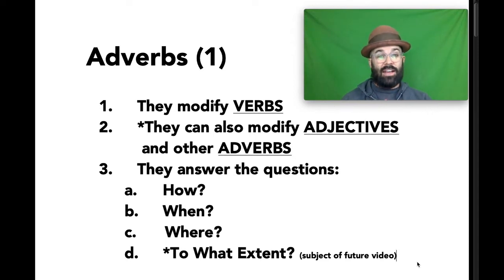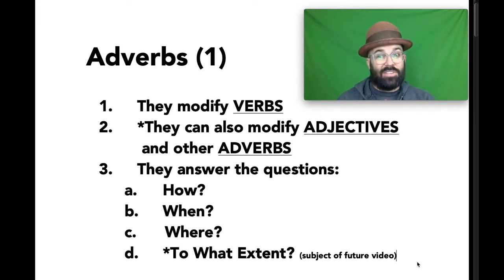But also, asterisks, they can modify adjectives and other adverbs. This is going to be the subject of a future video, but I wanted you to be aware of this concept now. Adverbs do describe verbs, but they can also answer some other questions. How is the describing part? How the verb was done. But adverbs can also answer the questions of when the verb was done, where the verb was done, and to what extent. Now you see the asterisk by to what extent also. This is also the subject of a future video, and these are the adverbs that do modify adjectives and other adverbs. But like I said, we'll get to that a little bit later on.